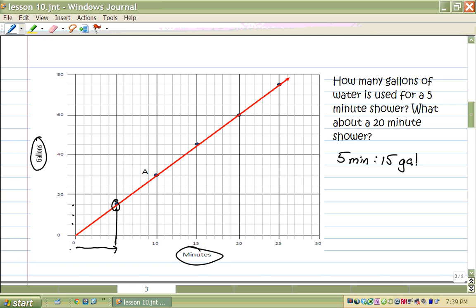Cool. The other one, 20-minute shower. Well, then I'll go all the way out to 20 and up to my graph, which is here. And you see that that number over here is 60. So for a 20-minute shower, it's 60 gallons. Cool. Let's move on.